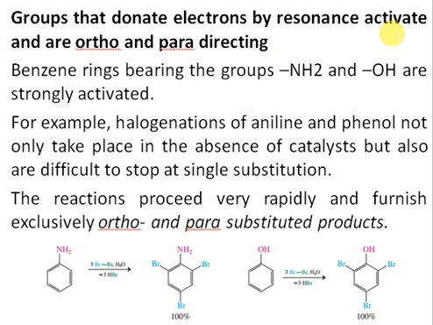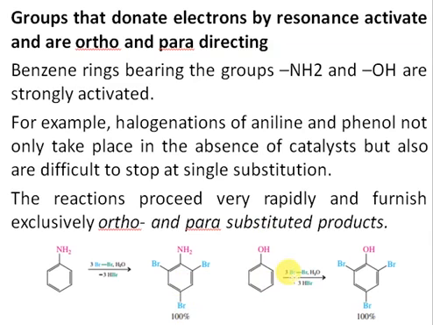Just for your understanding, if we have phenol or an aniline group, then when we carry out the electrophilic substitution reaction, we don't even need a catalyst. These reactions are very rapid, and they do not stop at single substitution. For example, if we have aniline and we carry out bromination, just see, we are not using any catalyst, and we don't get a monobromo product, instead we get a tribromo product. We have substituted all three possible positions, both ortho as well as para, and the yield is 100%.